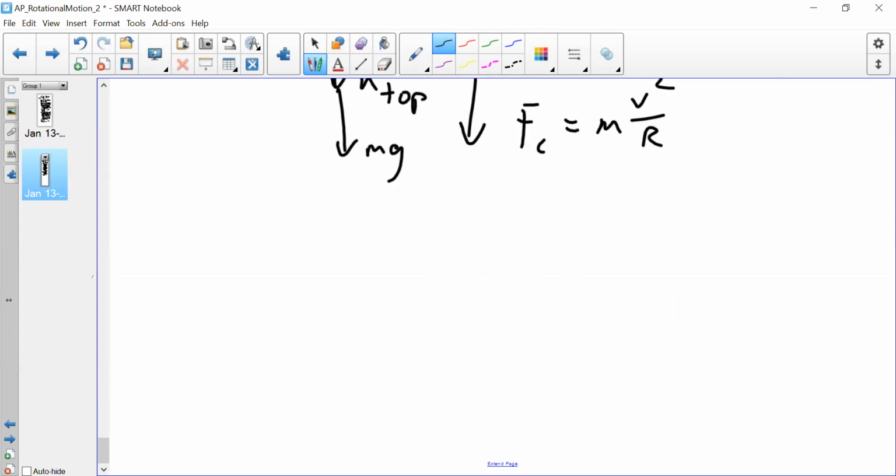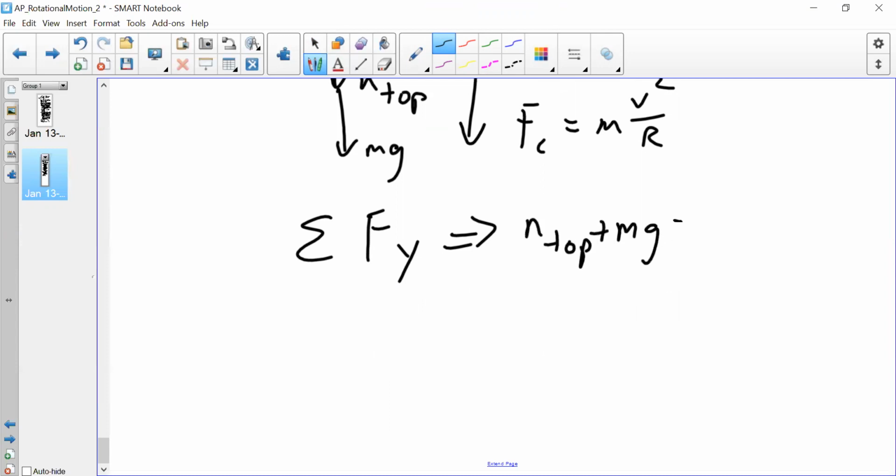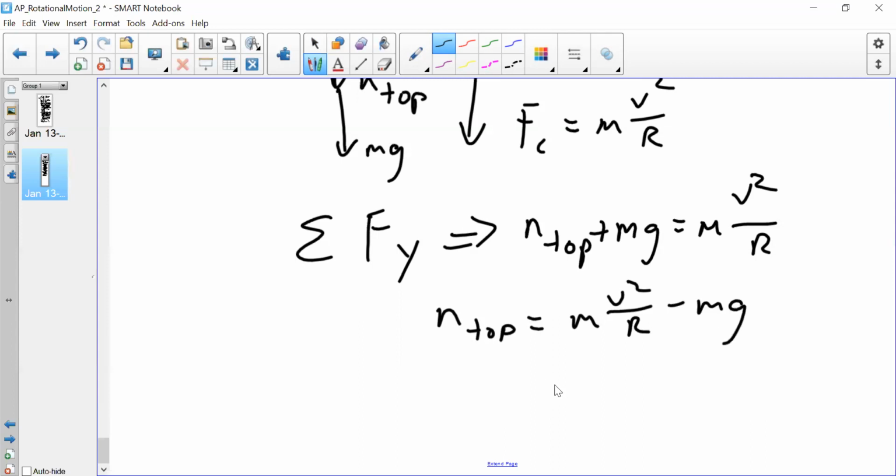So what we in turn have is forces in the y direction will be mv squared over r. Solve for the normal force from the top. And I think you can see where this is headed.